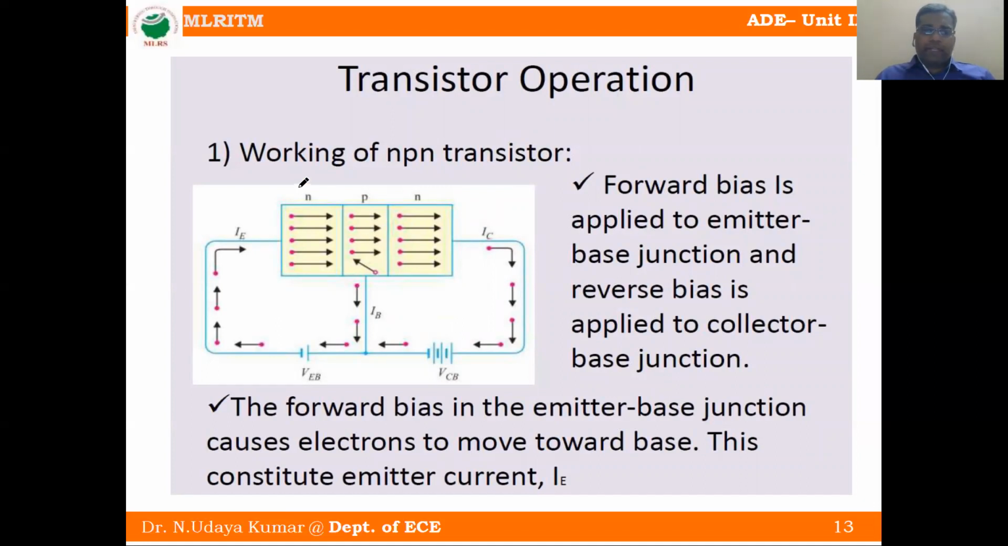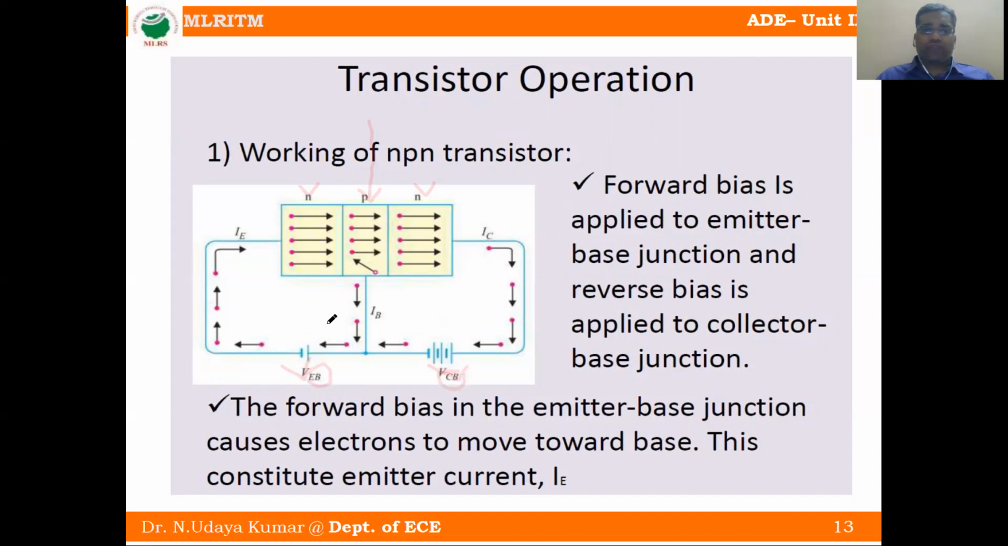So this is NPN. NPN means two layers are N, and one layer is sandwiched in between the two layers. Then we call it an NPN transistor. So this one is forward biased, this one is reverse biased. So VEB means emitter base junction voltage and collector base junction voltage.